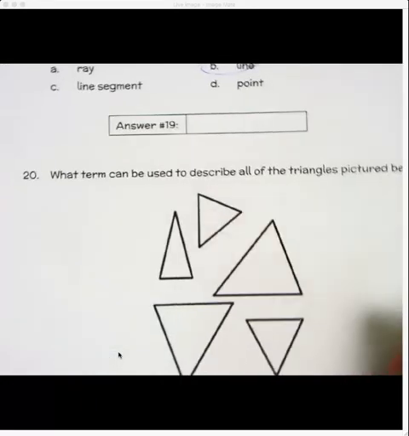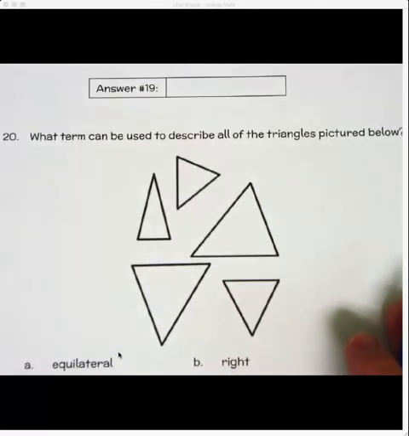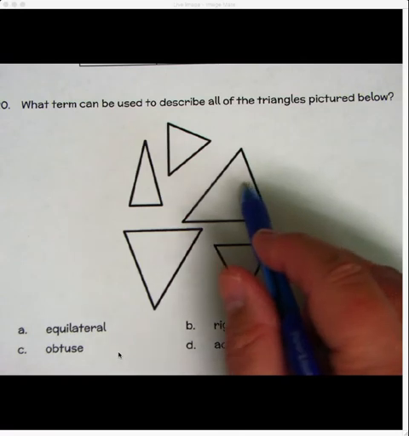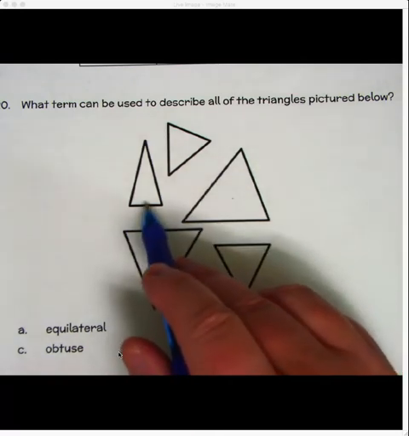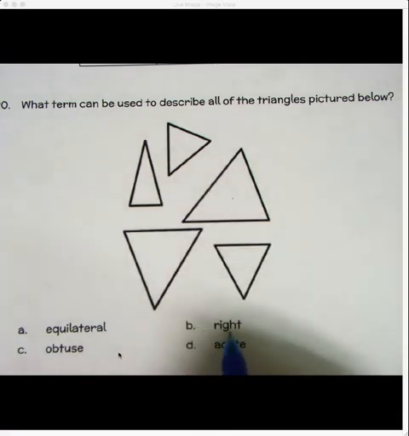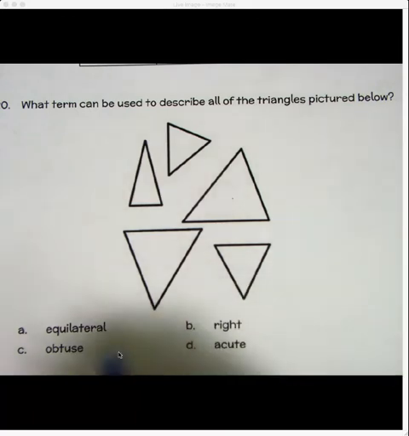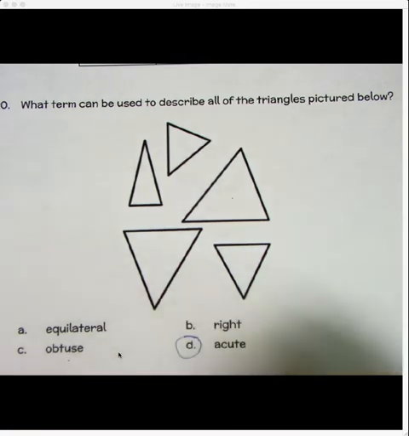And 20, what could you use to describe all the triangles in the picture below? Are they all equilateral? No, this one doesn't have equal sides for sure, neither does that one. Are they all right? I don't see any of them with a right angle in them. Are they all obtuse? I don't see any obtuse angles in any of them. Are they all acute? They sure are. They're all cute little triangles.